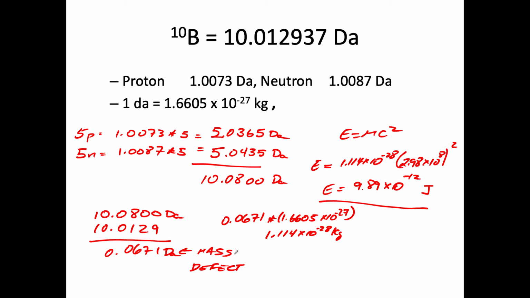So the energy looks small. Let me rewrite this. Binding energy is 9.89 times 10 to the minus 12 joules. It looks small, it looks minute, but if you got a mole of these, the energy becomes quite large. So this is for one atom, and it's actually pretty significant when you think about it.